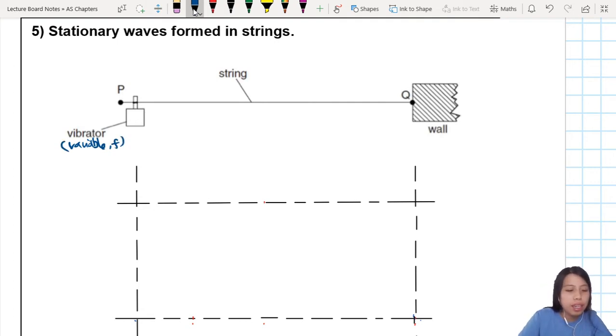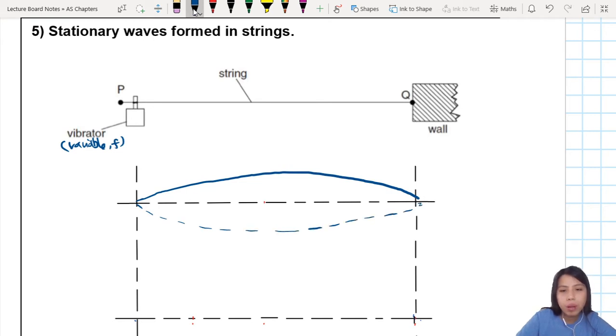Now, if you get a chance to do this in lab, then good. So what's going to happen is, you will come to a certain frequency where you will see a very nice shape on the string like this. Wow, that turned out kind of nicely. Okay, and then the bottom part, just to show that it's oscillating up and down, like zoom.